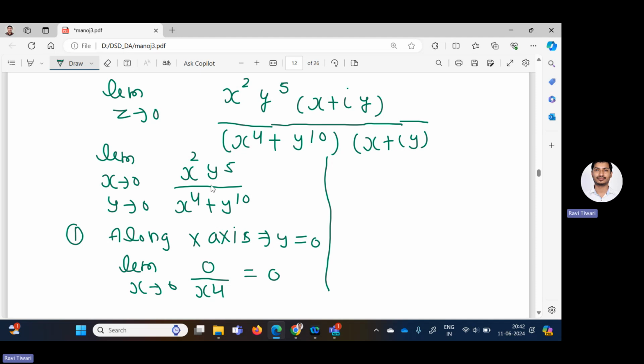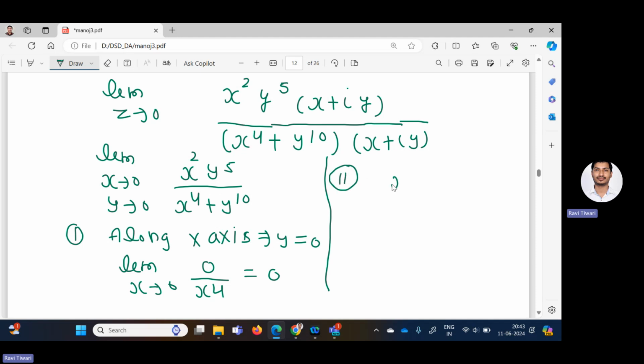So how to get a finite limit? What path can be chosen? For what value of x or for what value of y can the power of numerator and denominator be made the same? So this is the only possibility.